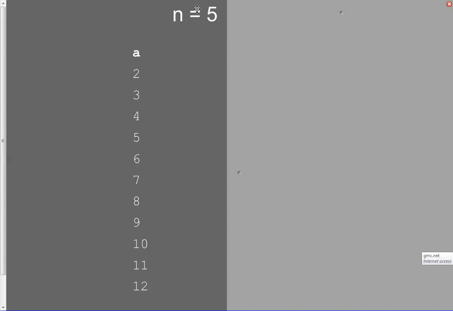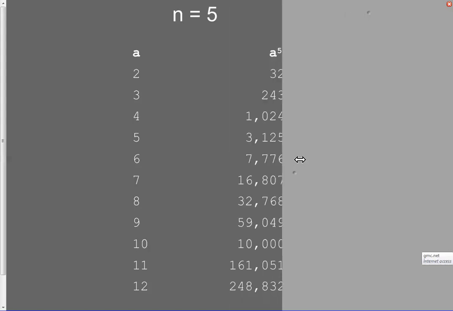So let's take the number 5. Now we know 5 is a prime number. Now what I'm going to do is take all the numbers from 2 up to 12 in this case, and I'm going to raise these numbers to the 5th power. Okay, and when you do that, you get this.